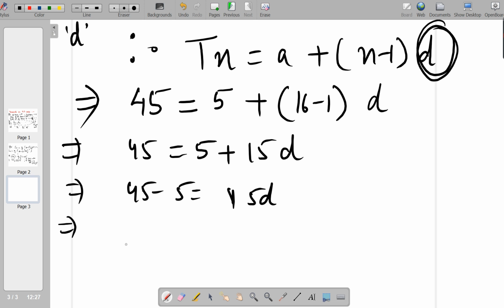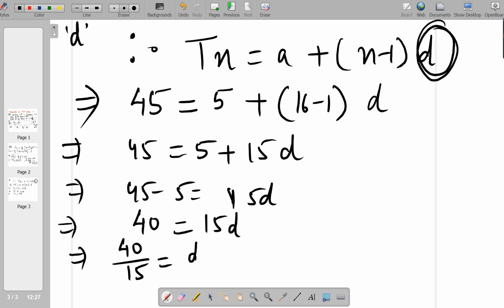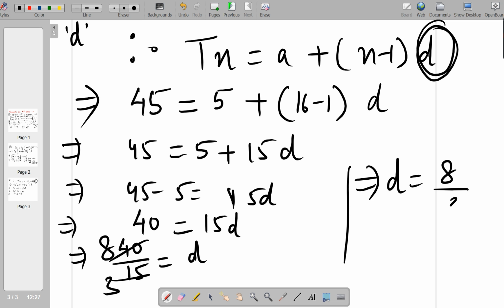45 minus 5 will give you how much? 40. 40 is equal to 15d. Now 40 upon 15 is equal to d. 5 eights are 40, 5 threes are 15. So the common difference small d is coming out to be 8 by 3. This is the common difference.